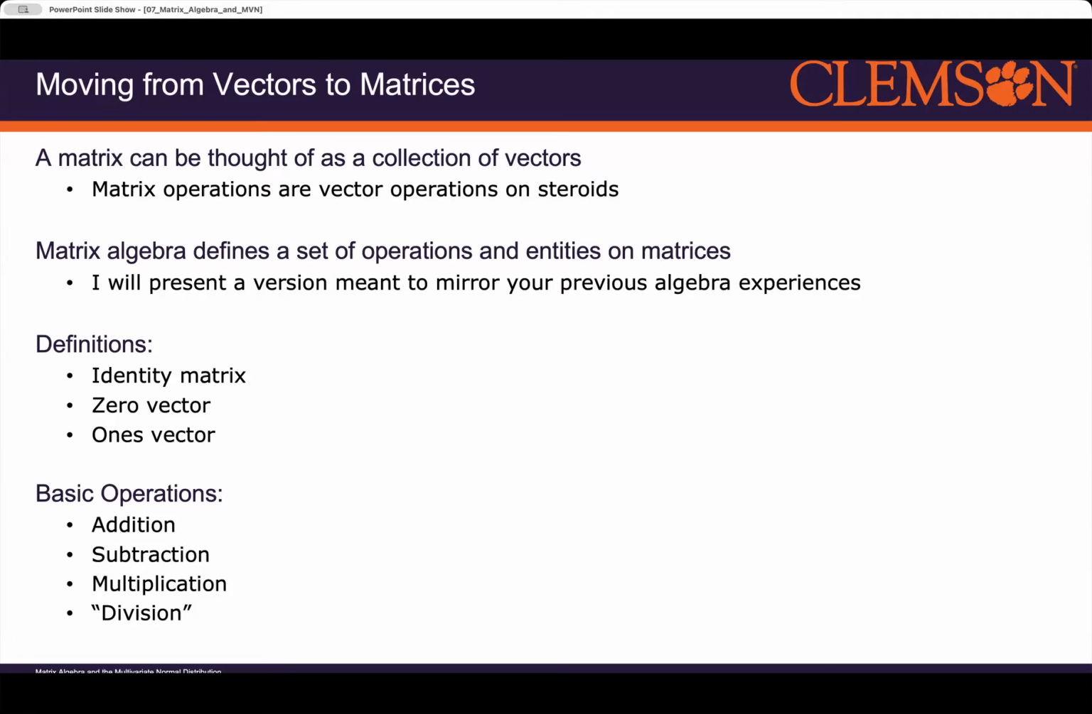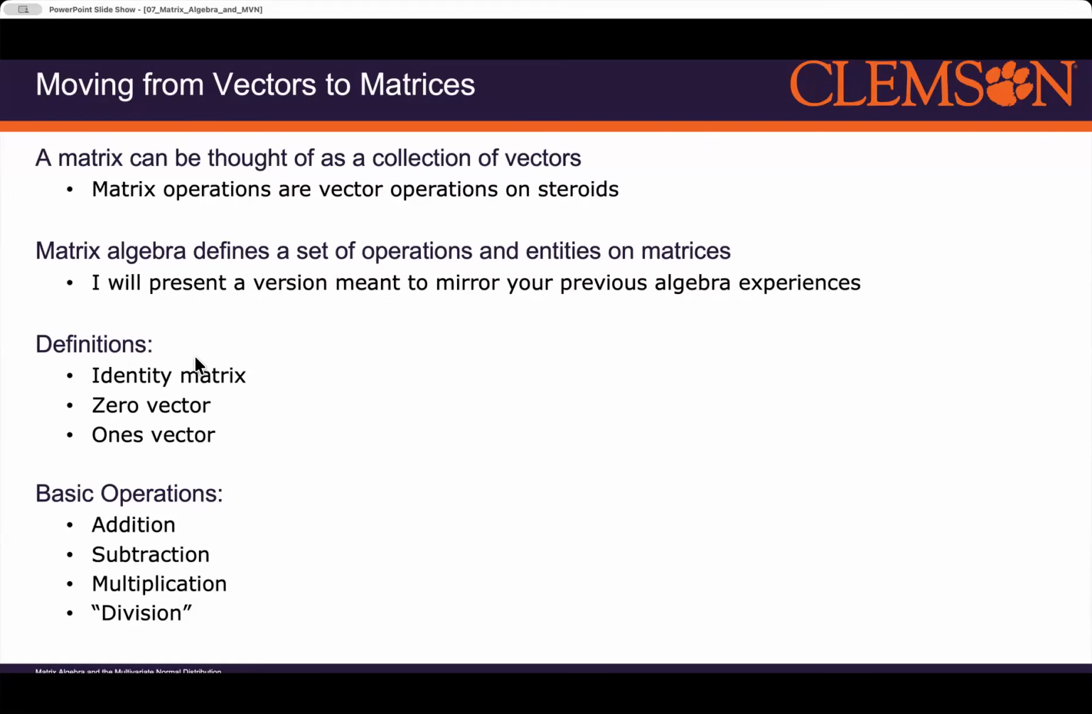Matrix algebra defines a set of operations and entities on matrices. I'm going to present a version of what those operations are to try to mirror what you may have experienced in algebra. This, for me, is what my memory of algebra happens to be, and as I get older, that memory fades. Although thankfully, I work with a lot of math educators who are interested in making sure children learn algebra, so I have a little bit of a sense of how that works. I don't just rely on the old memory here.